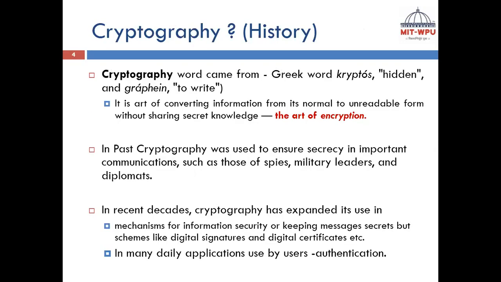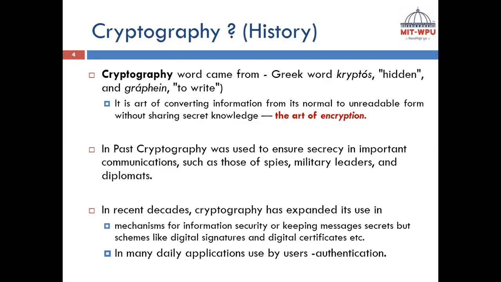So let's understand what cryptography is. Historically, cryptography is not today's word. It was started a long time back, around 4,000 years back, when people started thinking about cryptography. The word cryptography came from the Greek dictionary. There are two words: kryptos, which means hidden, and graphein, which means to write. So in short, cryptography is nothing but the art of transforming information from normal information to unreadable information.